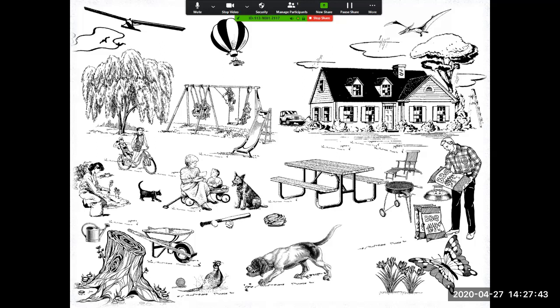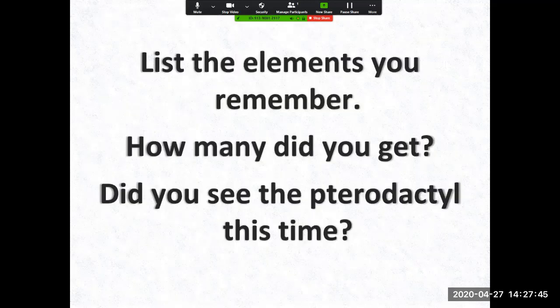Okay, now remember your elements. You're probably just rattling off a list, one after another, right? You probably remember a lot more than you did last time. You probably saw exactly how many kids there were, and exactly where the pterodactyl is, right? Being able to see that image for 15 seconds, many of you are probably able to build that image without even seeing it, right?